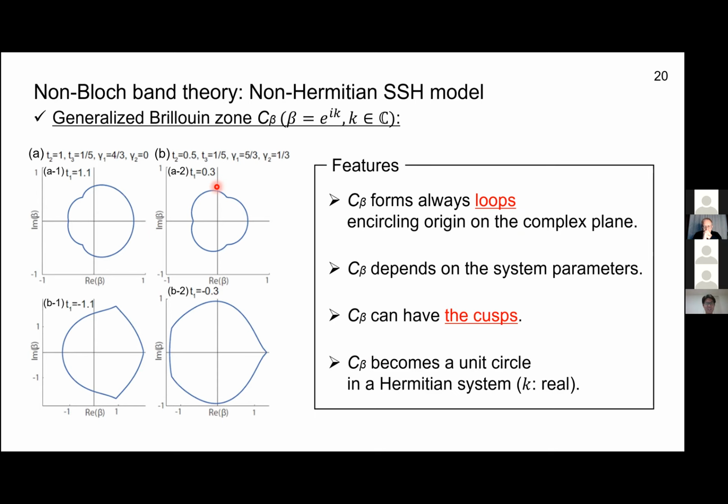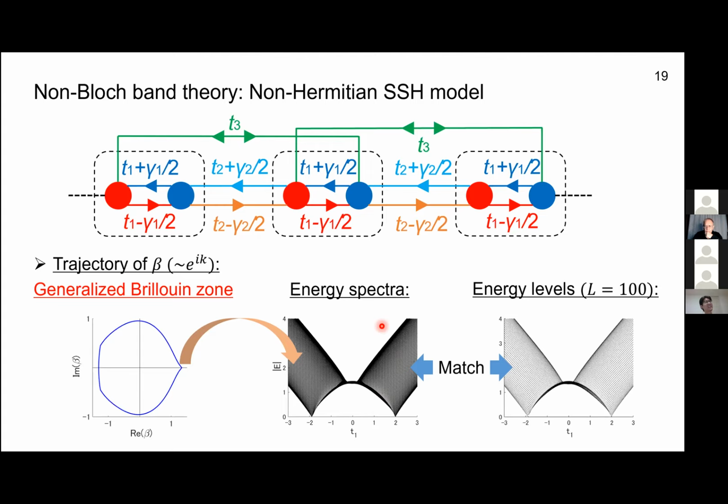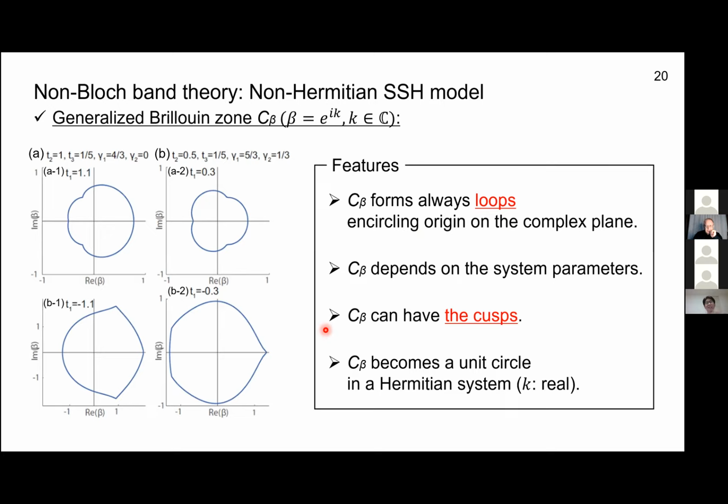Okay. So for example, in this case the system doesn't have an exceptional point. However, in some cases, the system can have exceptional points. And such exceptional points are stabilized because of the cusps of the generalized Brillouin zone. This mechanism of the appearance of the exceptional points was revealed in our other work. However, I will not talk about this mechanism in this talk. Okay, thank you.